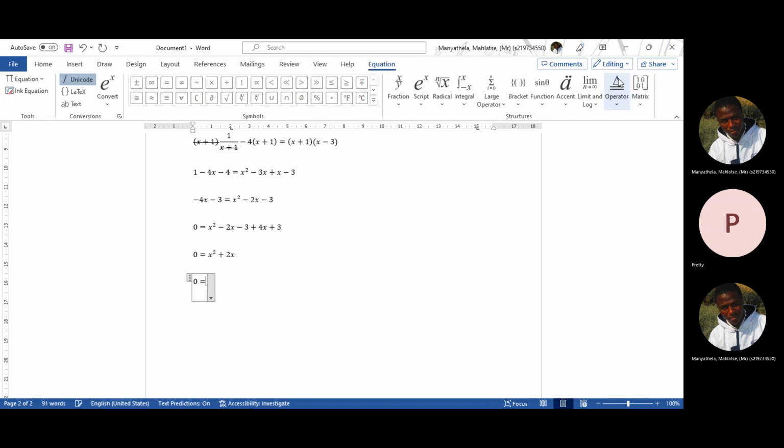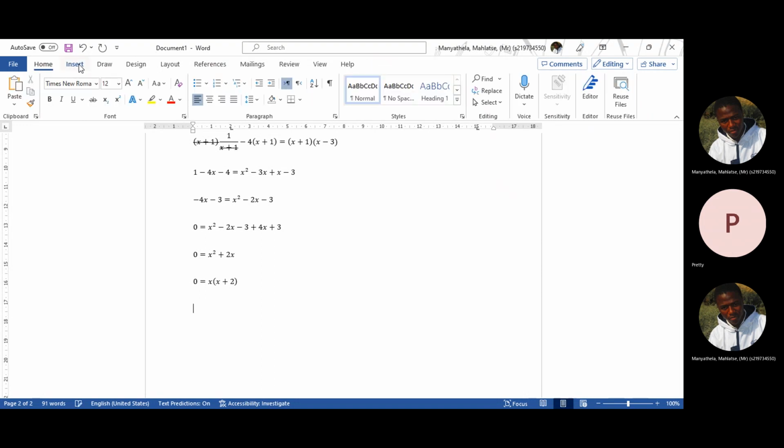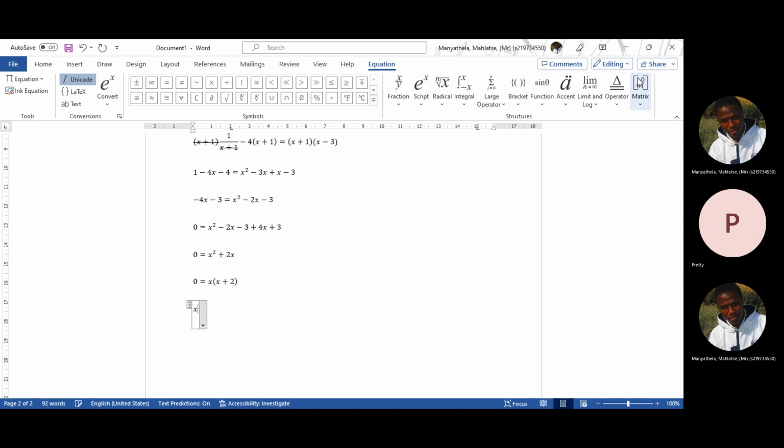0 equal to x squared plus 2x. We take x out as a factor, then in the bracket x plus 2. x times x is x squared, x times 2 is 2x. So x equal to 0, x plus 2 equal to 0. Okay. So now we solve for x.